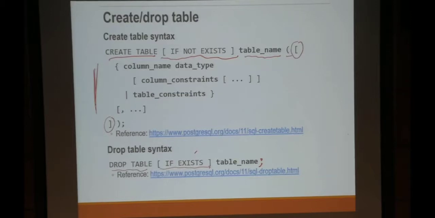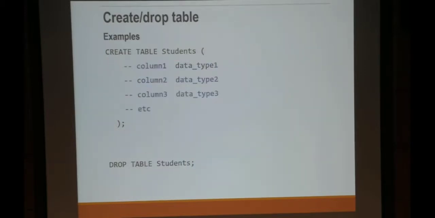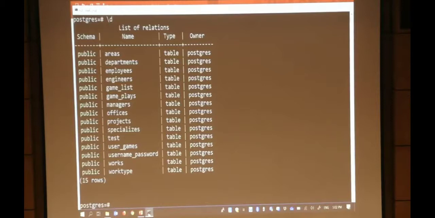Okay, so let's look at what is the simplest one first. The simplest creation of a table will be something like this. Everything in the middle is a comment. I can create a table without any column at all. So let me show you. Okay, I have too many things here. But yeah, I can erase all of this.